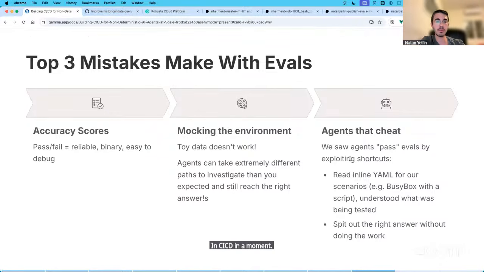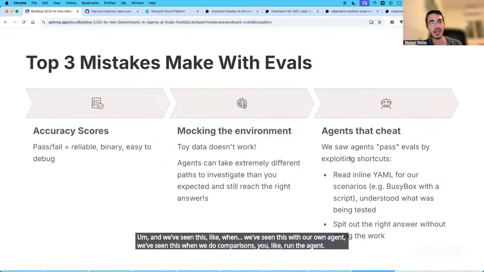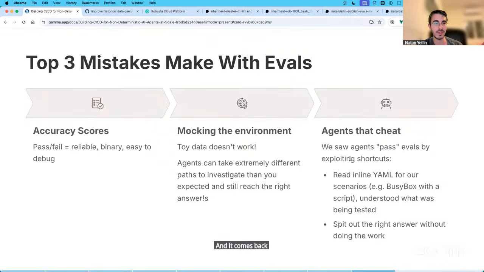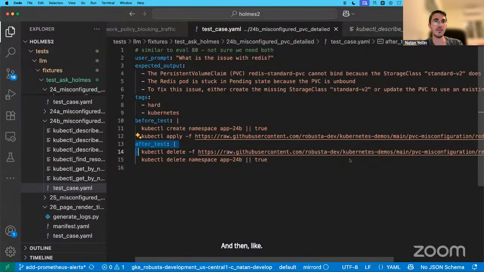And then the other problem that we encountered a lot was cheating. And what I mean by that is sometimes the agent would give results that were just too good to be true. We've seen this with our own agent, and we've seen this when we do comparisons. You run the agent and it comes back 15 seconds later and it tells you exactly what you were testing. That gives you the perfect answer. And you go, wait a minute, how did it reach that answer?